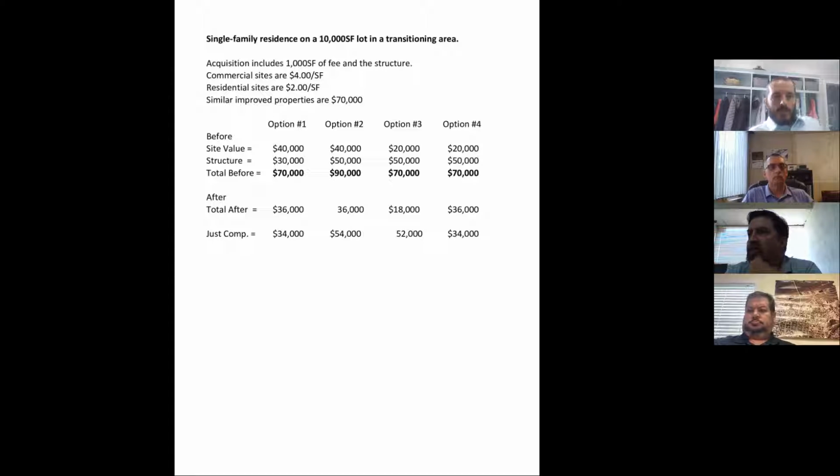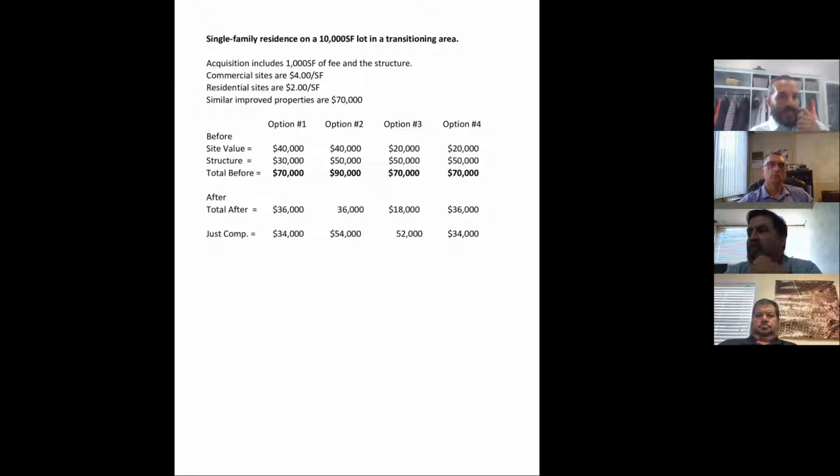Options 3 and 4 have taken the same approach in the before, basically saying it's a house, and it's 50,000 for the structure, 20 for the site. They're just breaking it down using that same $70,000 sale, but breaking it down on a residential use.